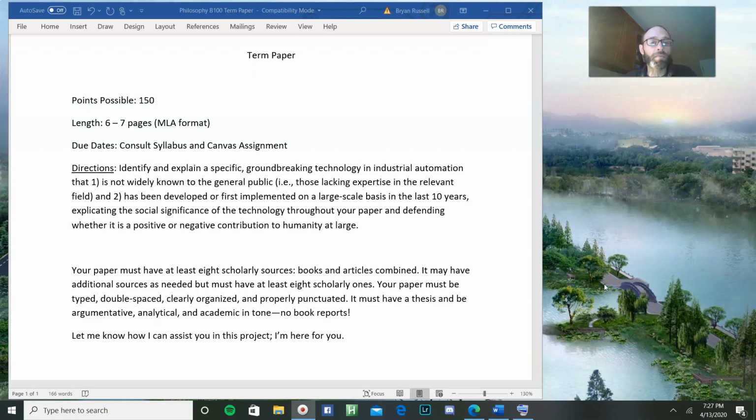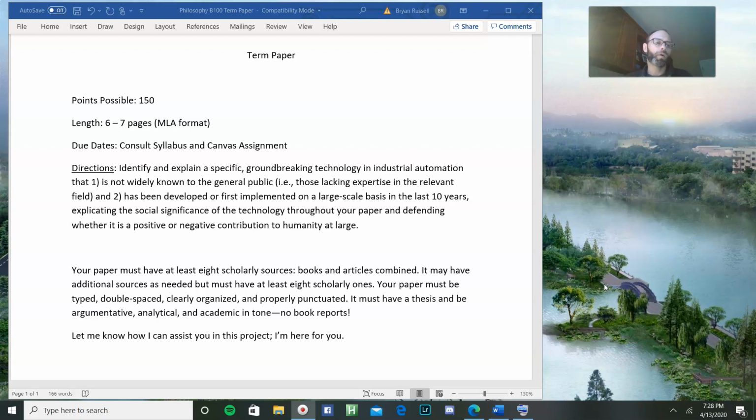Identify and explain a specific groundbreaking technology in industrial automation that is, 1, not widely known to the public, i.e. those lacking expertise in the relevant field, and 2, has been developed or first implemented on a large-scale basis in the last 10 years, explicating the social significance of the technology throughout your paper. And this is the new part of this paper. So all that you've already done in a previous paper. Now you have to defend whether it is a positive or negative contribution to humanity at large.